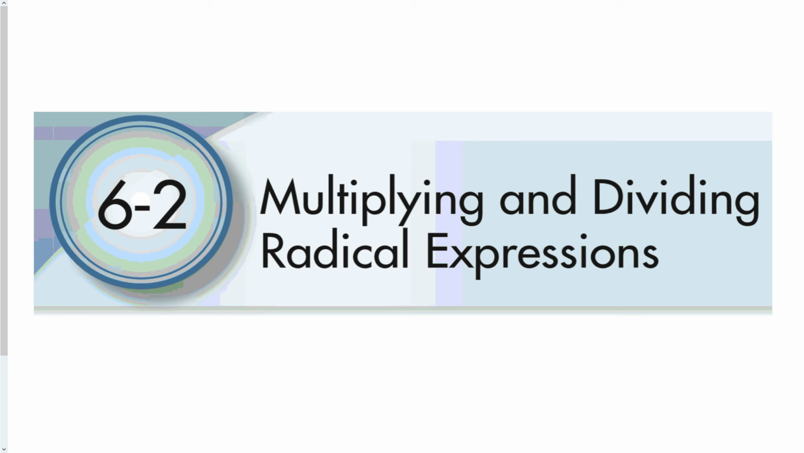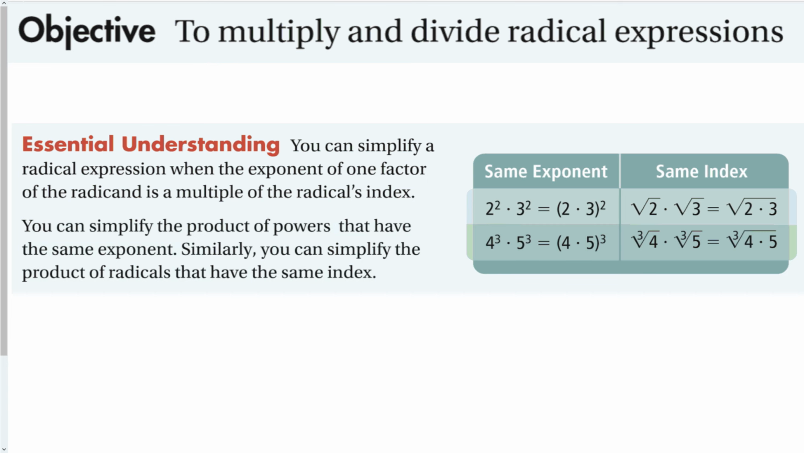This is section 6-2, multiplying and dividing rational expressions. So our objective for this section is to multiply and divide radical expressions. And what you should know is that you can simplify a radical expression when the exponent of one factor of the radicand is a multiple of the radical's index. Okay, we'll get to that.